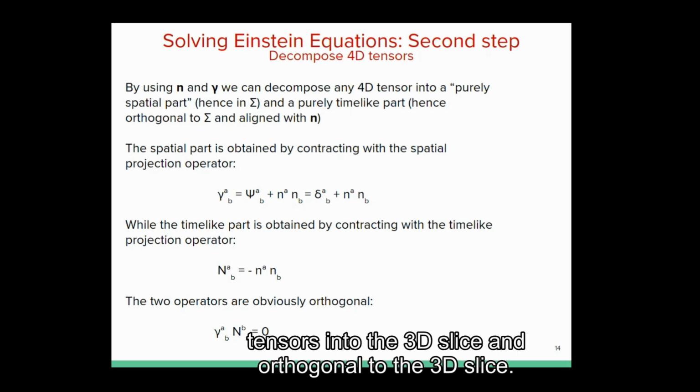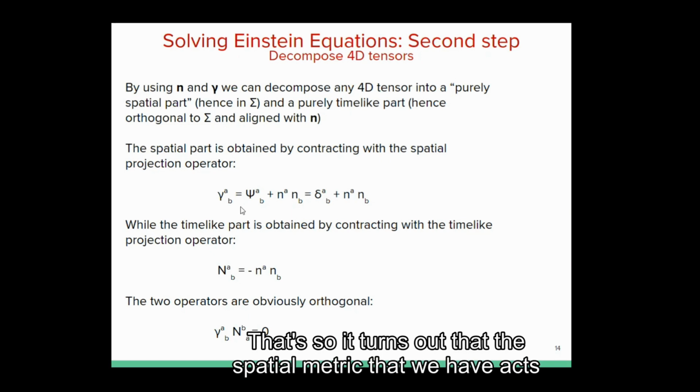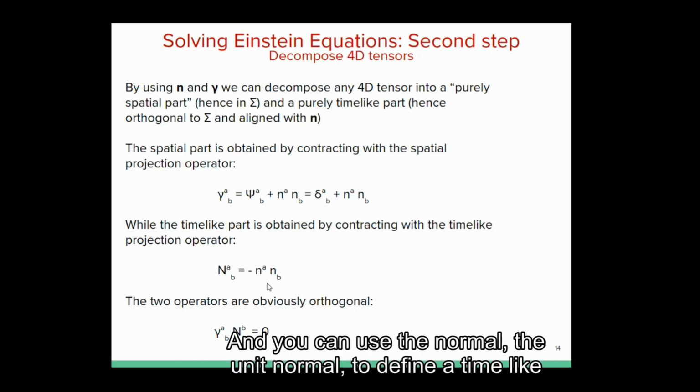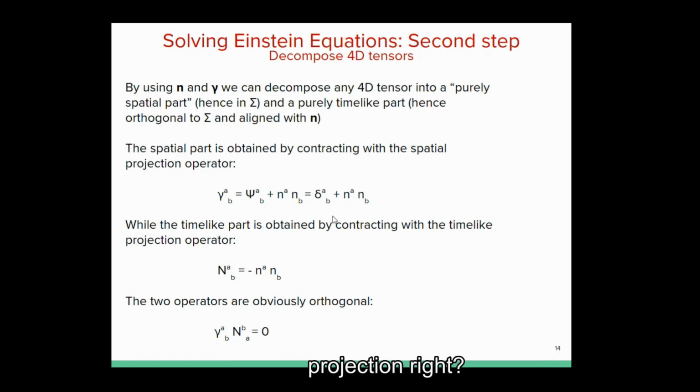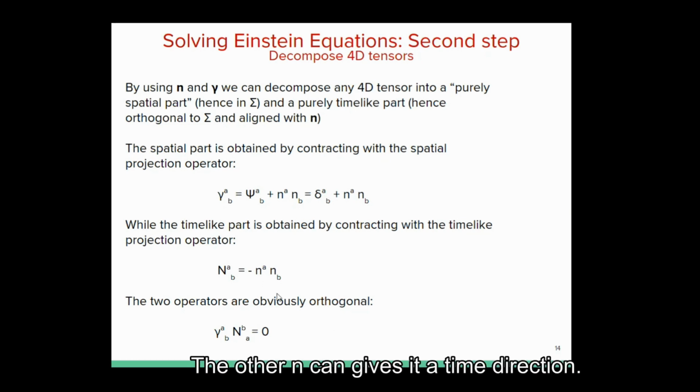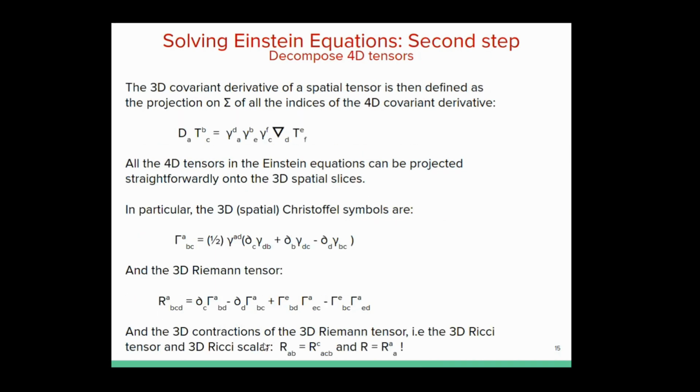So it turns out that the spatial metric that we have acts as a spatial projection operator, which is not a very big surprise. And you can use the unit normal to define an n-like projection. Right? The first n is going to contract the tensor into the time direction, the other n gives it its definition. I hope that is self-explanatory.